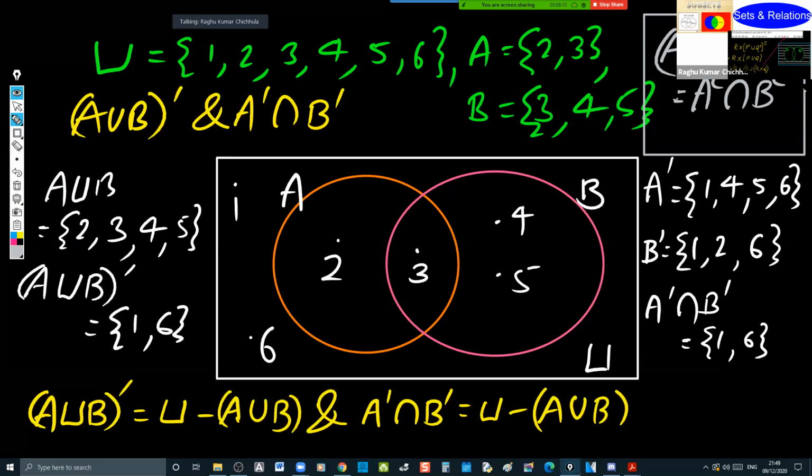Chaitanya, you have to confirm whether you understand that or not. Yes, sir. So whenever A union B whole complement comes, when you want to split the brackets for complement, union becomes intersection.